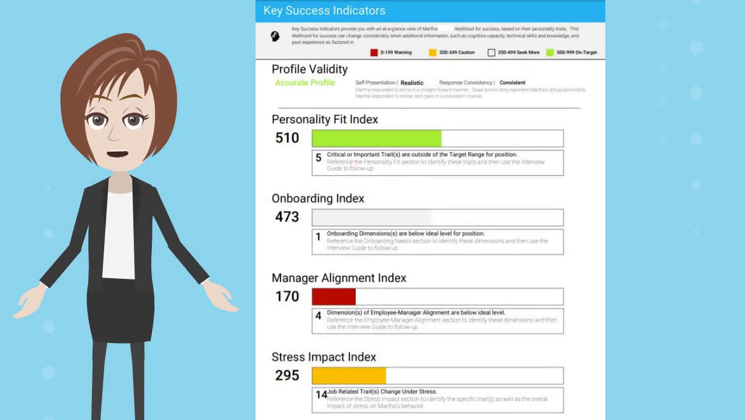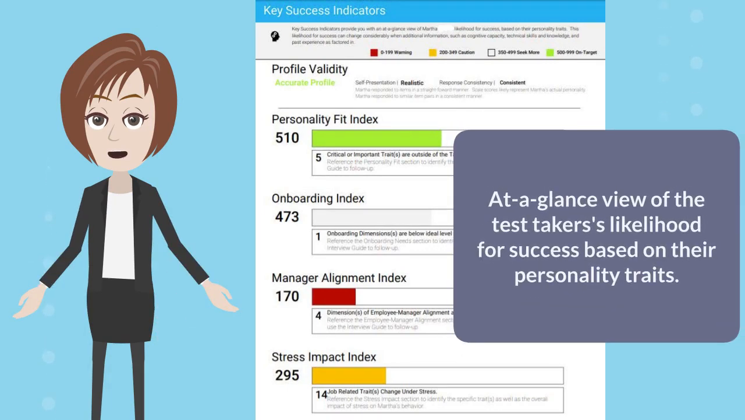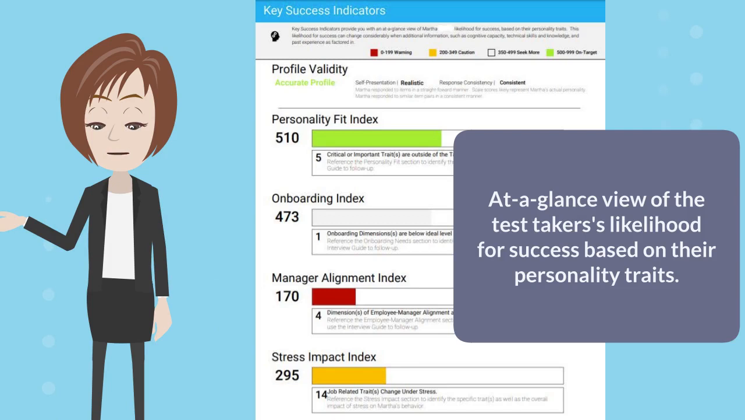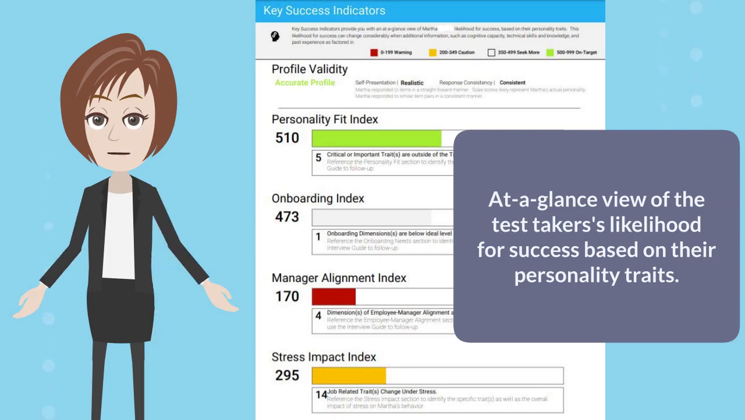Now that we've covered the importance of profile validity, let's jump back to the Key Success Indicators page. Key Success Indicators provide you with an at-a-glance view of the test taker's likelihood for success based on their personality traits. This likelihood for success can change considerably when additional information such as cognitive capacity, technical skills and knowledge, and past experiences are factored in.